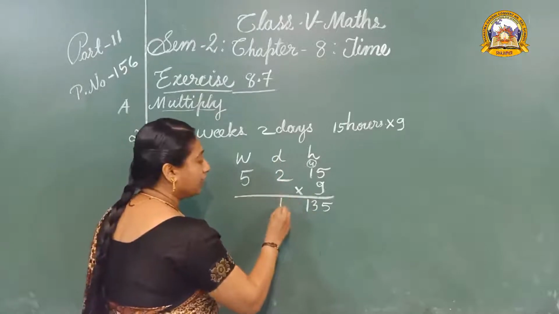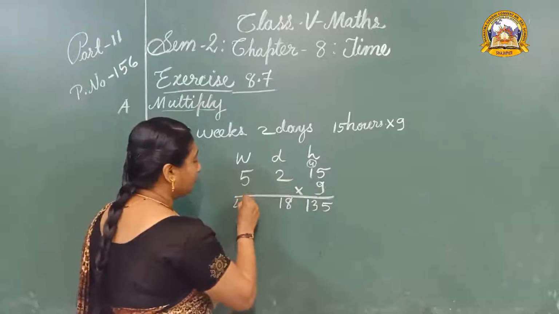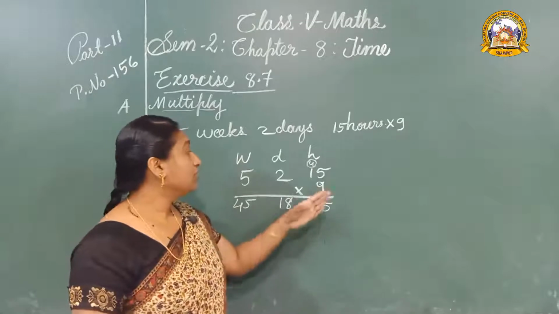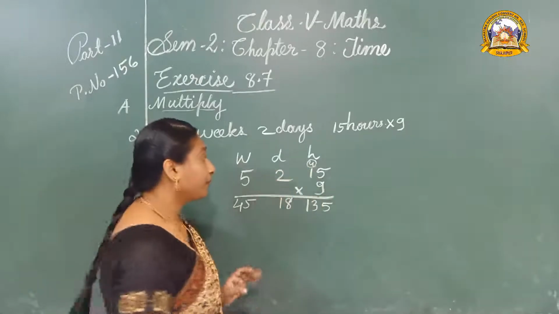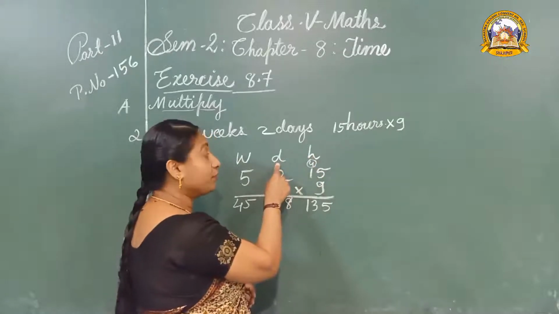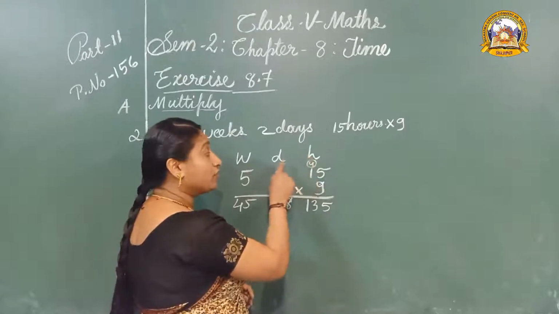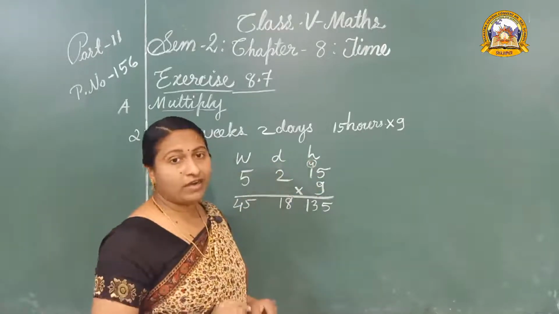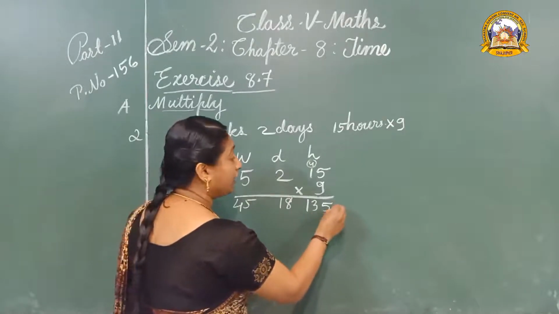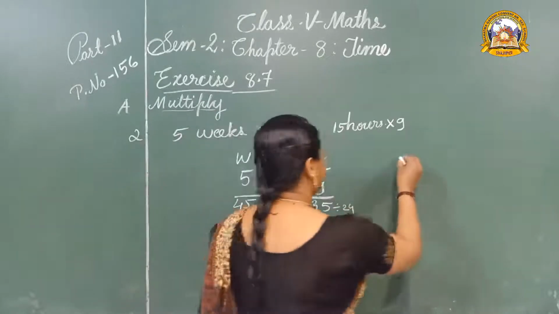Then next by days. 2 9s are 18 days. Then 9 5s are 45 weeks. Next step, we have to check the relationship. Here hours and days. What is the relationship between hours and day? 24 hours is equal to 1 day. So we have to divide it by 24.